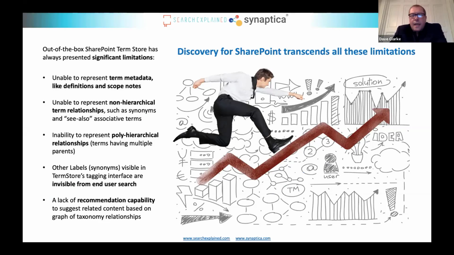It really is time to talk to our customer base about being able to support things like polyhierarchy and associative relationships, better handling of synonyms and non-preferred terms, and really the ability to support recommendation capability. So this is a massive leap forward. We're really excited about it, and we're very glad and appreciative of your interest in joining this webinar today.